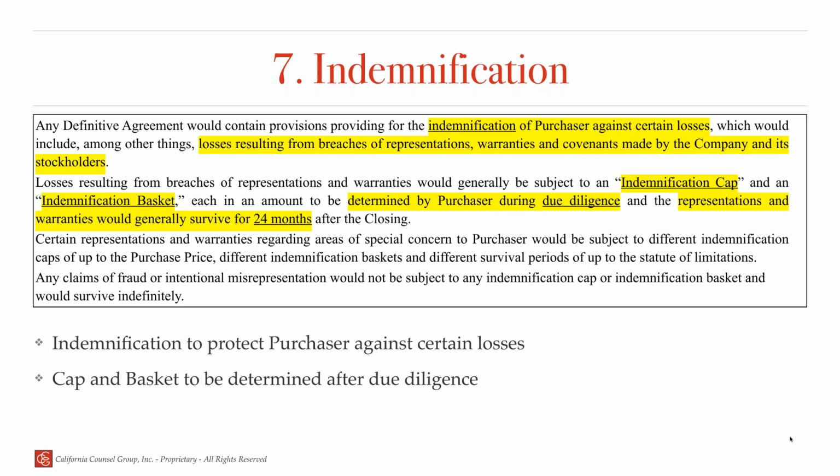I think I'll cover these in the next slide. So in this case too, what's covered? Cap: how much, what's the seller's total exposure? Basket: what's material? If there's a $10 de minimis liability after the closing, buyer's not going to have a right to bring that claim, but after some threshold, which is typically a percentage of the deal price, half to 1% of the deal price, that's the agreed upon materiality threshold.